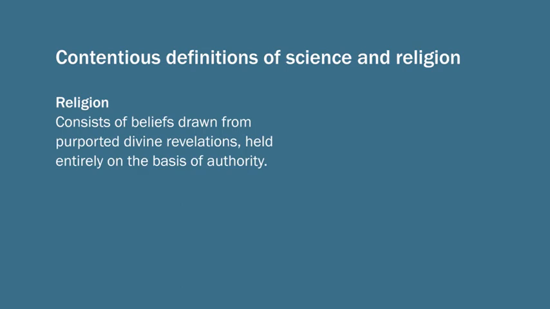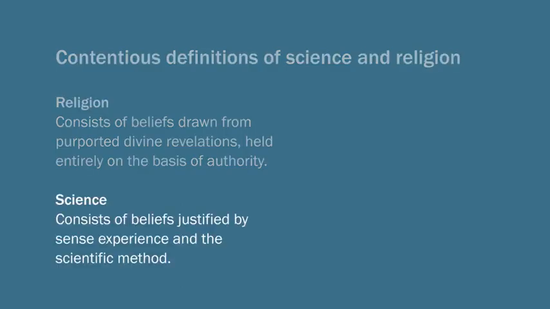So you believe those claims that come from revelation because you believe the authority of the purported revealer of those truths. Science, on the other hand, according to this view, consists of beliefs that are justified by sense experience and by the scientific method. So you might wonder, just given that characterization of the relation between religion and science, does it actually follow that they're in principle in conflict? And the answer is no, because it could be, given that characterization, that the same truth is revealed in whatever revealed text you take as authoritative. It might also be the claim that's being affirmed by scientists.